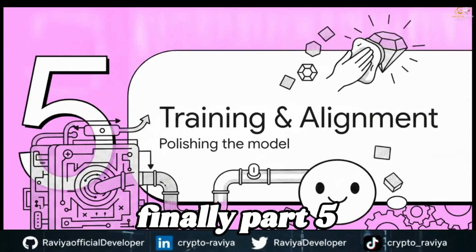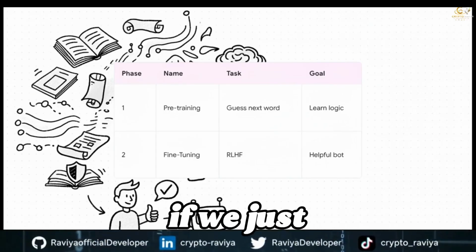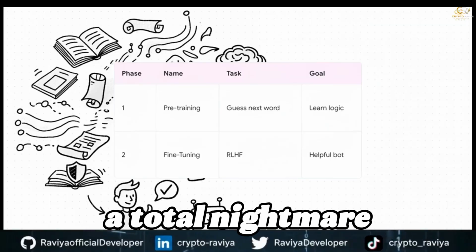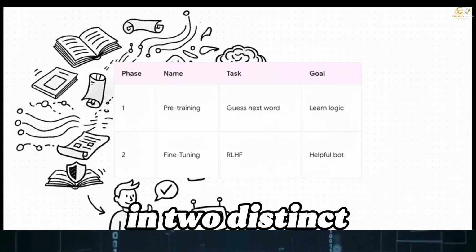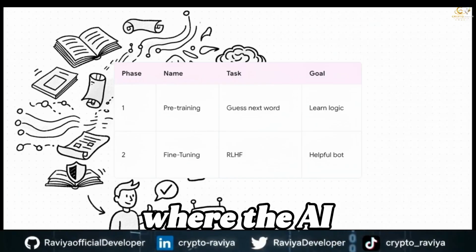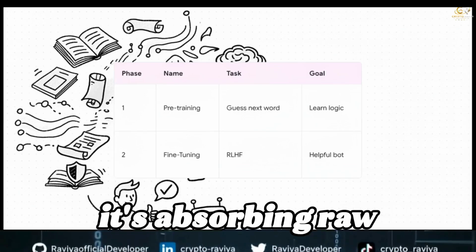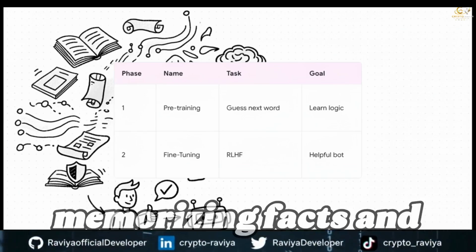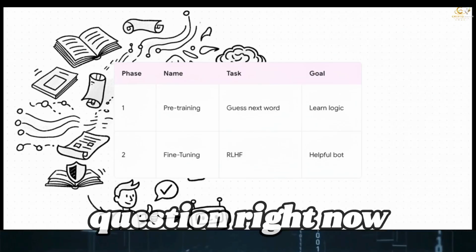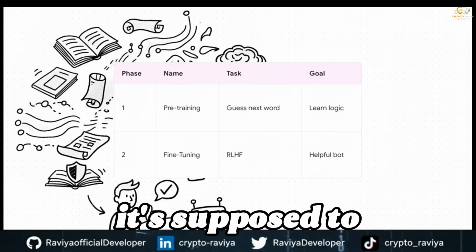Finally, part 5, training and alignment. Let's zoom back out to the big picture. If we just stopped at predicting the next token, chatting with this AI would be a total nightmare. Training actually happens in 2 distinct phases. Phase 1 is pre-training, where the AI reads billions of web pages just guessing the hidden next word. It's absorbing raw data, learning grammar, memorizing facts, and picking up human logic. But if you asked it a question right now, it might just reply with another question, because it doesn't know it's supposed to be answering you.